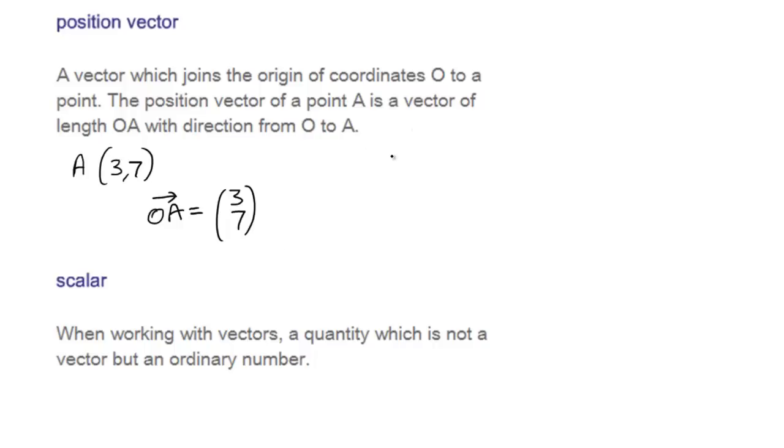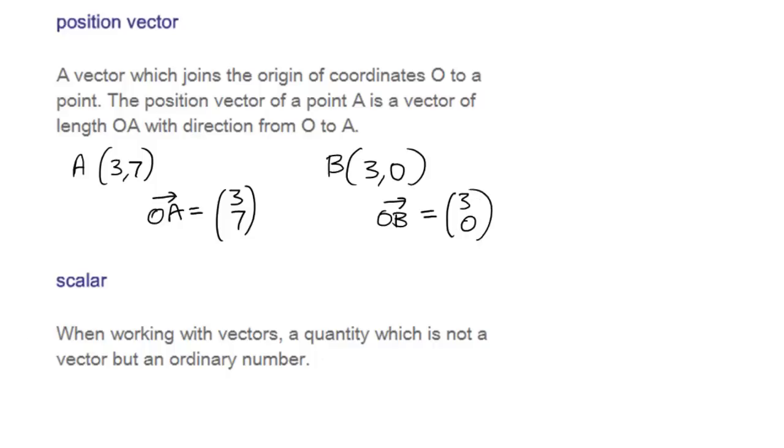So it's very easy to turn a point's coordinates into its position vector. Another one, B, 3, 0. OB would be 3, 0.